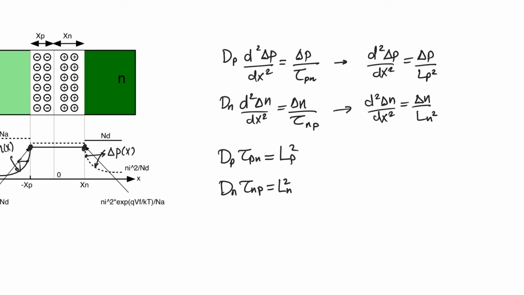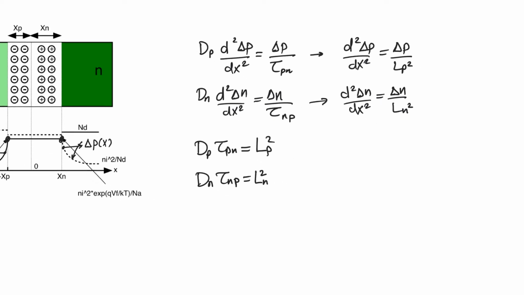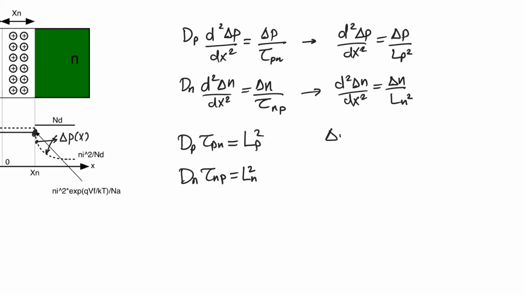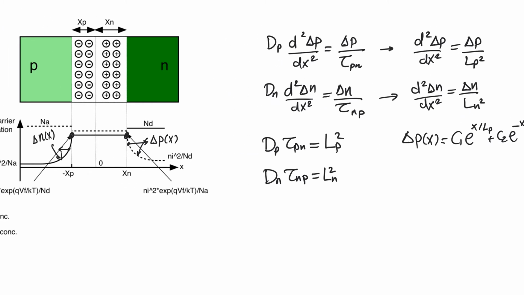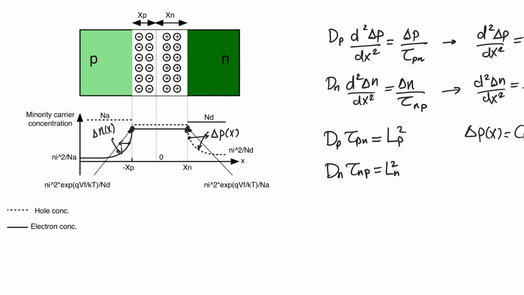So both of these equations have a general solution which takes a well-known form. So delta p of x is then going to be c1 e to the power of x over Lp plus c2 e to the power of minus x over Lp. So this is the general solution of this second-order differential equation. c1 and c2 are constants, and we are going to need two boundary conditions in order to find these two constants c1 and c2.